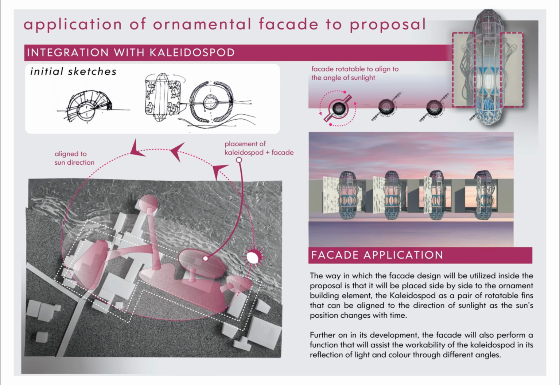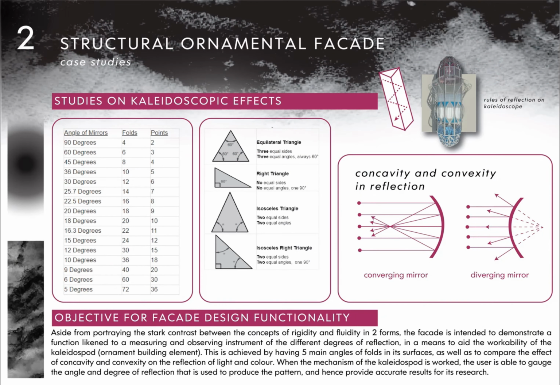The kaleidospot as a pair of rotatable fins can be aligned to the direction of sunlight as the sun's position changes with time. Further on in its development, the facade will also perform a function that will assist the workability of the kaleidospot in its reflection of light and color through different angles. The facade is intended to demonstrate a function likened to a measuring and observing instrument of the different degrees of reflection, in a means to aid the workability of the kaleidoscope.